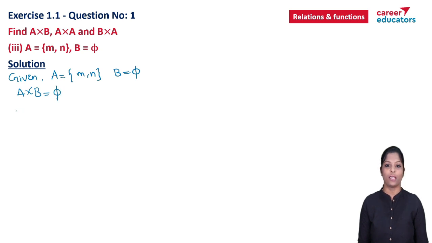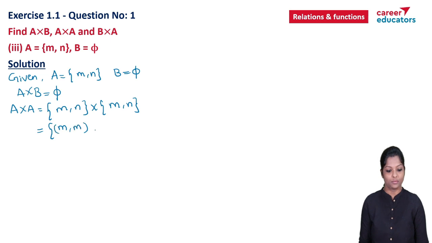Next, we are going to find A cross A. A cross A. Write all the elements of A cross, write all the elements of A. In the next step, we are going to take first element of A and pair with all the elements of A. We will get M comma M, M comma N. Likewise, we have to do it for the second element. We will get N comma M, N comma N. That's all we got A cross A.